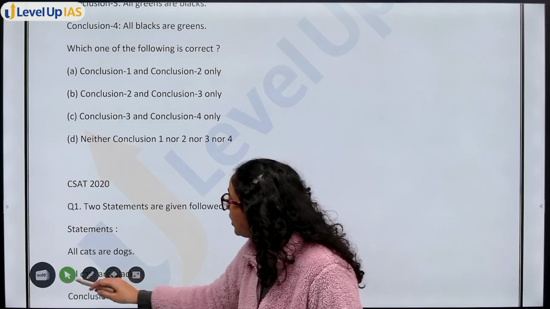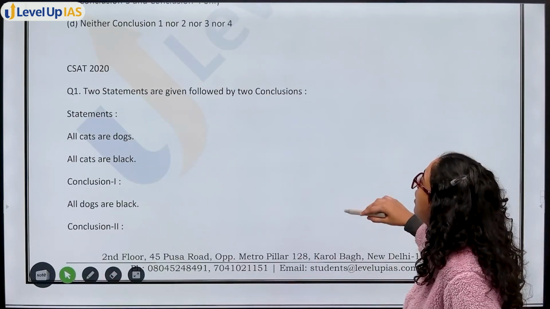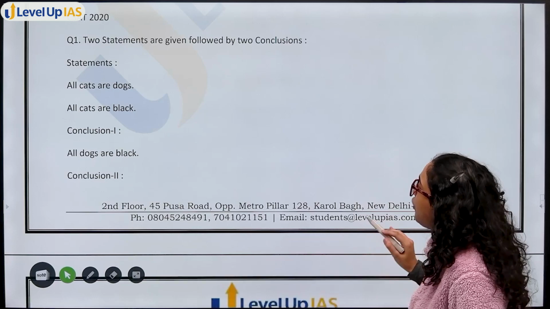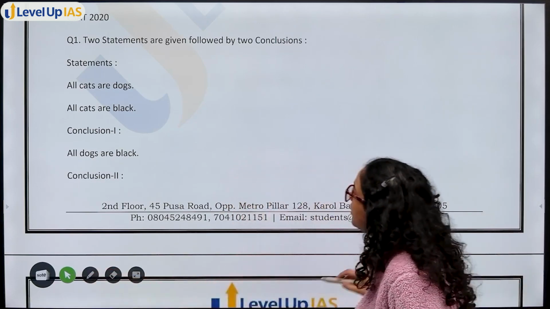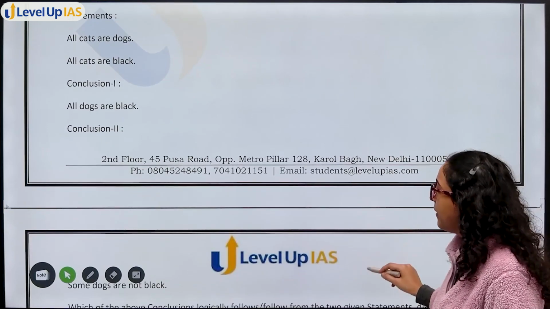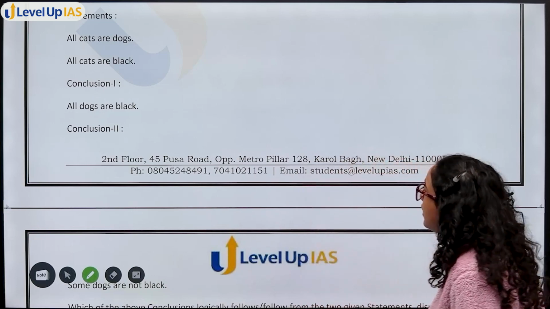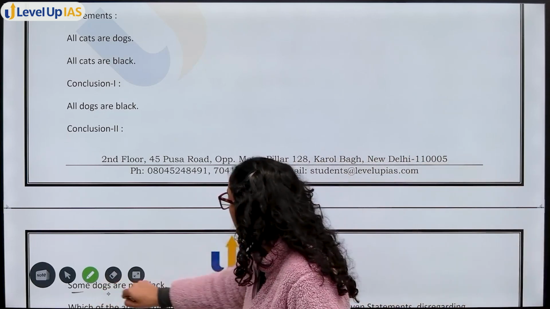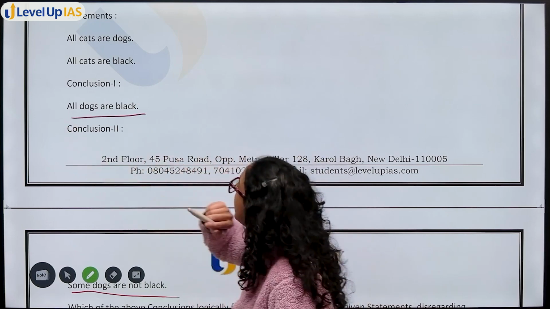Now, moving on to the next question, that is of CSAT 2020. Two statements are given, followed by two conclusions. What is the statement? All cats are dogs, all cats are black. Conclusion 2: some dogs are not black. And conclusion 1: all dogs are black.